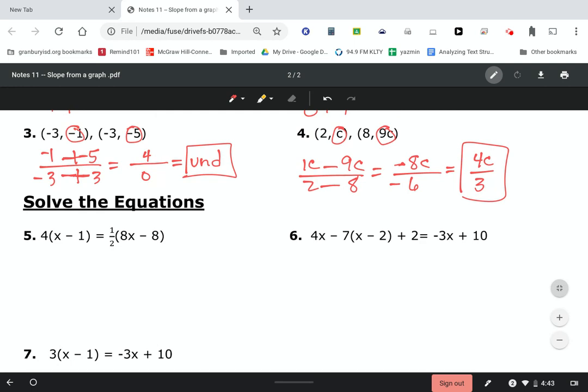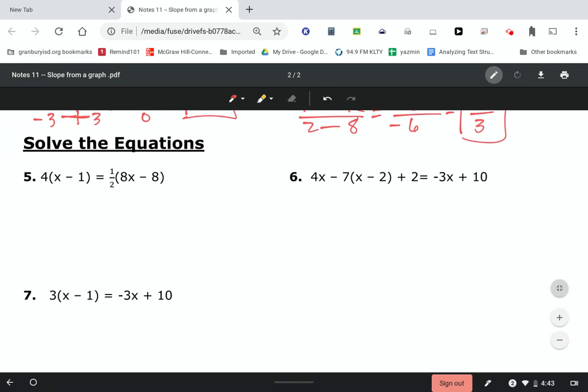All right, let's take a look at solving equations. So the first thing we're going to do is to eliminate the parentheses. So we're going to use our hippity-hoppity. So 4x minus 4 equals half of 8, which is 4, on both of these.